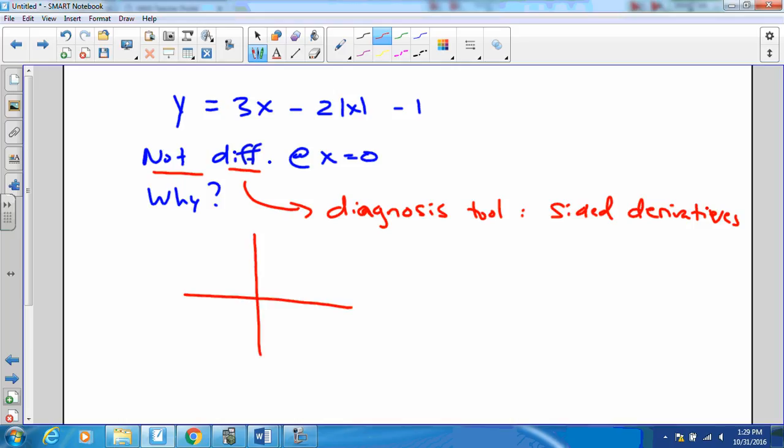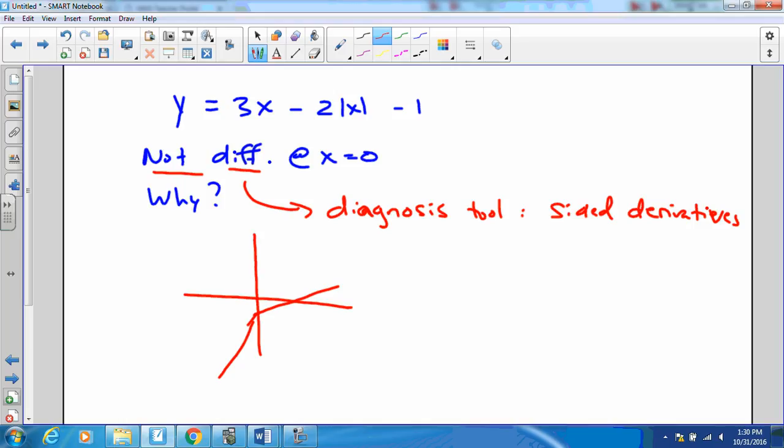In particular, when I look at the graph of y, what I find is that for x's that are less than 0, my graph looks like the graph of y equals 5x minus 1. And when I look at the graph for x's that are positive, then it looks like my graph looks like this right here. So looking at this graph, what does this appear to be in terms of points of non-differentiability? It appears to be a corner, right?